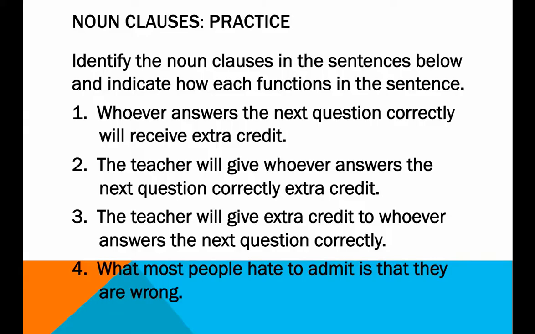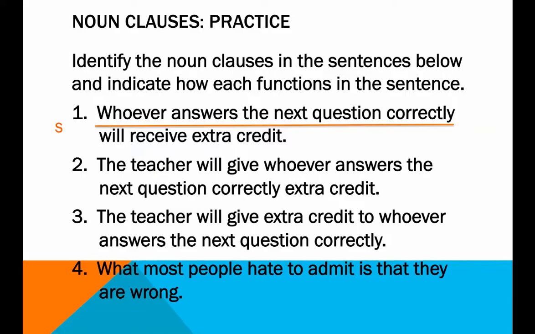What I need to do is check what it's doing though. What job is it doing in the sentence? If I find the whole word group, whoever answers the next question correctly, then I'm more easily able to see what it's doing because now I've kind of isolated that word group and I'm keeping it together. If I take it away, all I have left is will receive extra credit. Well, who's receiving it? That tells me that whoever answers the next question correctly, that clause is functioning as the subject of this sentence because I don't know who is receiving.